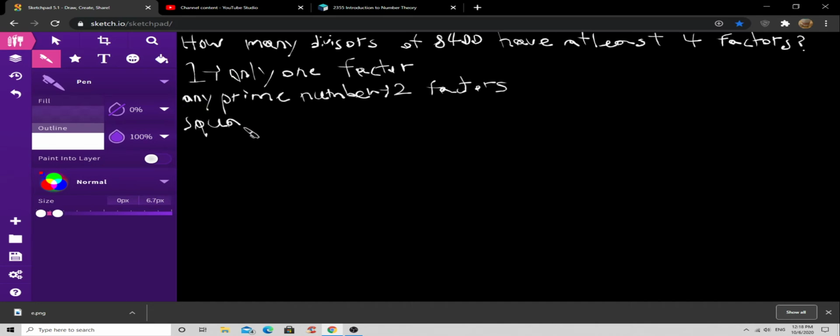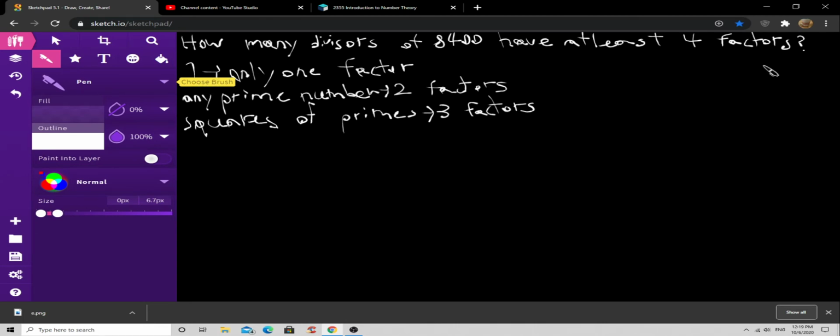Squares of primes just have 3 factors. These are the only values which have 3 factors or divisors. So now our goal is essentially to find all of the squares of primes and all of the prime factors within 8400. And since every number has a factor of 1, we can directly eliminate 1.